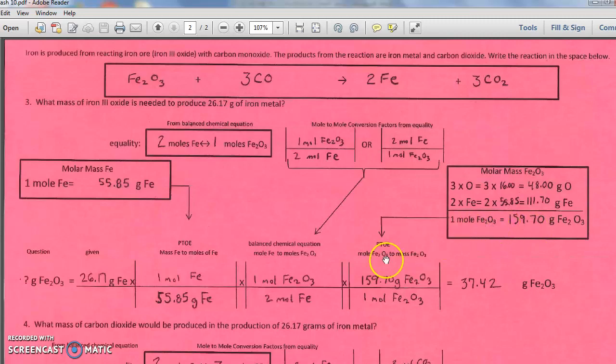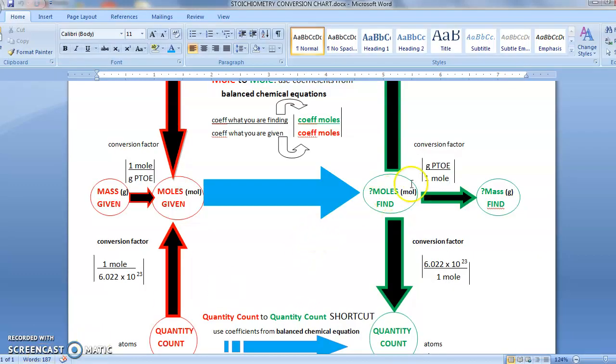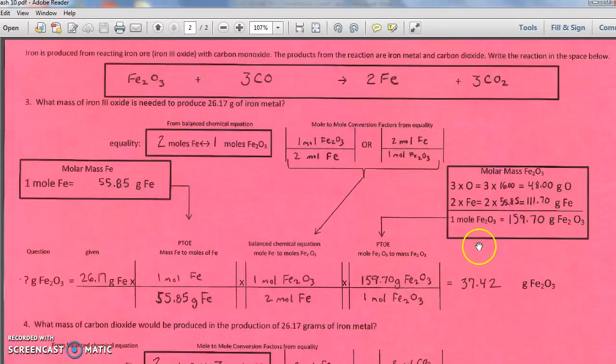Which one goes on top? We saw already here that the mass is on top. So we're going to put the mass on top. That's the 159.70. 1 mole's on the bottom. If I don't have that chart handy, I know that moles here need to cancel with moles here. So moles of Fe2O3 cancel with moles of Fe2O3. Moles of iron cancel with moles of iron. Grams of iron cancel with grams of iron. The unit I'm trying to get to is grams of Fe2O3. That needs to be the final unit on top that doesn't cancel.